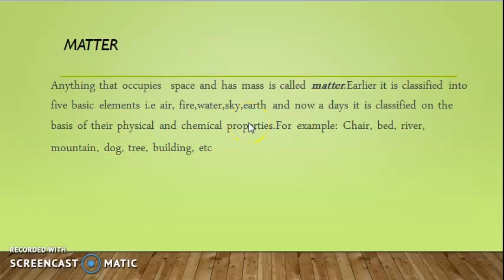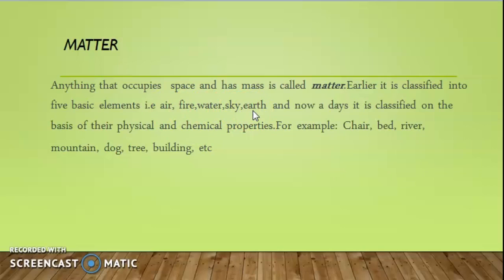Understand like this, whatever the things which we are seeing in our day-to-day life or in our surroundings, they are all called matter. Earlier it was the thinking of philosophers that whatever the thing is, they are all made up of pancha tattva: air, fire, water, sky and earth.